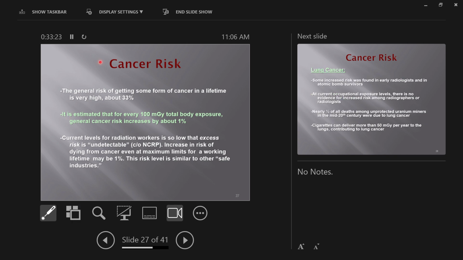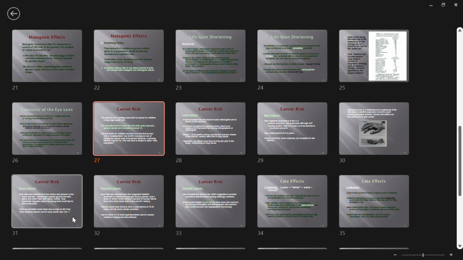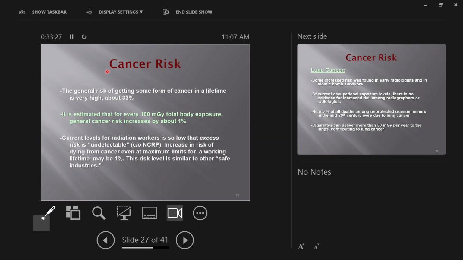Okay, the big one, cancer, carcinogenesis. This is one of the biggest late effects. This is the shining example of a late effect of radiation, cancer. It's important to know, this number always is impressive to me. The general risk of developing some form of cancer, and let me be clear, this is not the risk of dying from cancer. This is the risk of developing some form of cancer in your lifetime is 1 in 3.